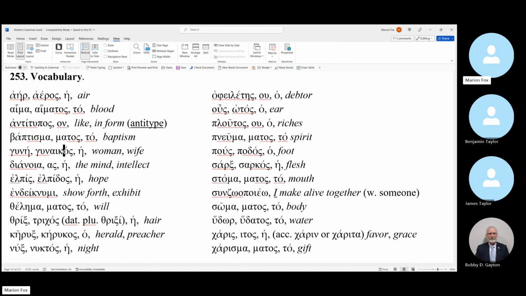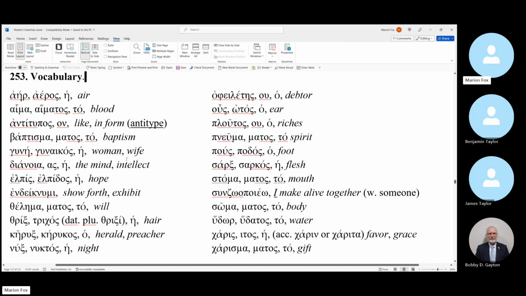Okay. So endeiknumi, now this word is broken apart sometimes, and it's just deiknumi, a different word. This is a more emphatic form. It's to show or exhibit something. So you're going to exhibit or show something to be true. Right?